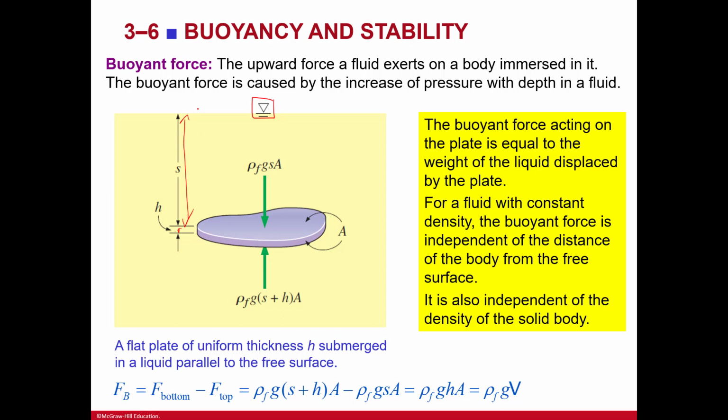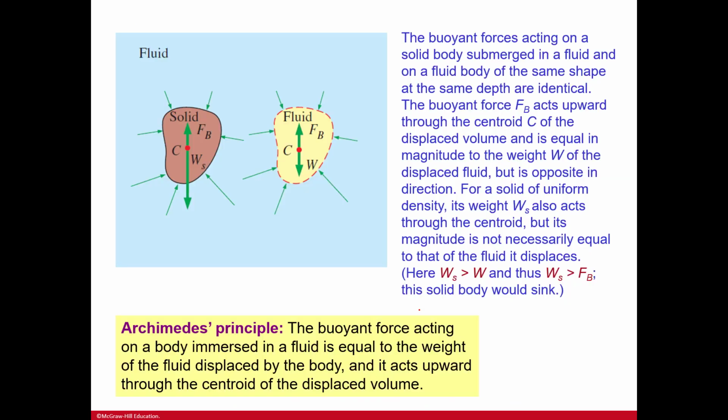The buoyant force acting on a plate is equal to the weight of the liquid displaced by the plate. For a fluid with constant density, the buoyant force is independent of the distance of the body from the free surface. It is also independent of the density of the solid body. So this is just giving you relationships and then non-relationships. So here's a fluid, again, with the buoyancy forces.